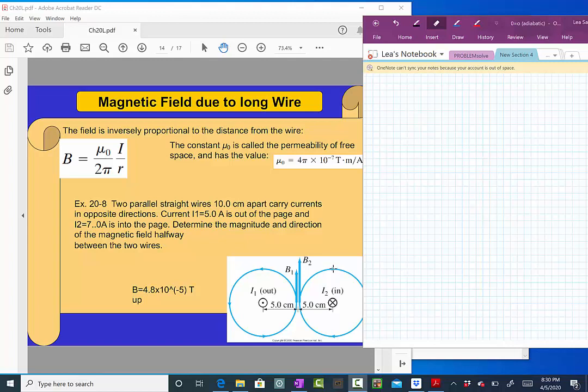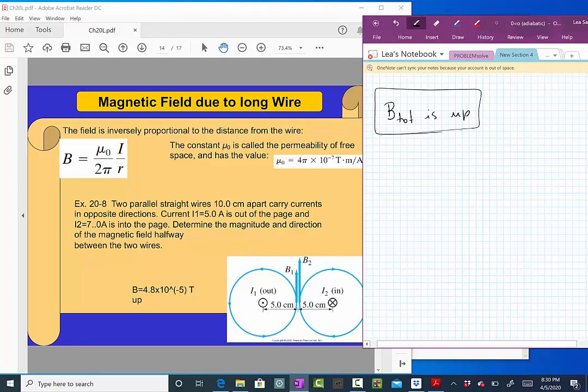For example, right here, the direction of the magnetic field is the tangent, so pointing to the right. Right here, it's pointing to the left. Right here, at that point between the two wires, the magnetic field B2 caused by I2 is pointing up. So at this point, B1 and B2 are both pointing up, so the sum of the two will give us a magnetic field pointing up. So one of the questions of this problem, what is the direction? The direction of this total magnetic field at that point between the two wires is up.